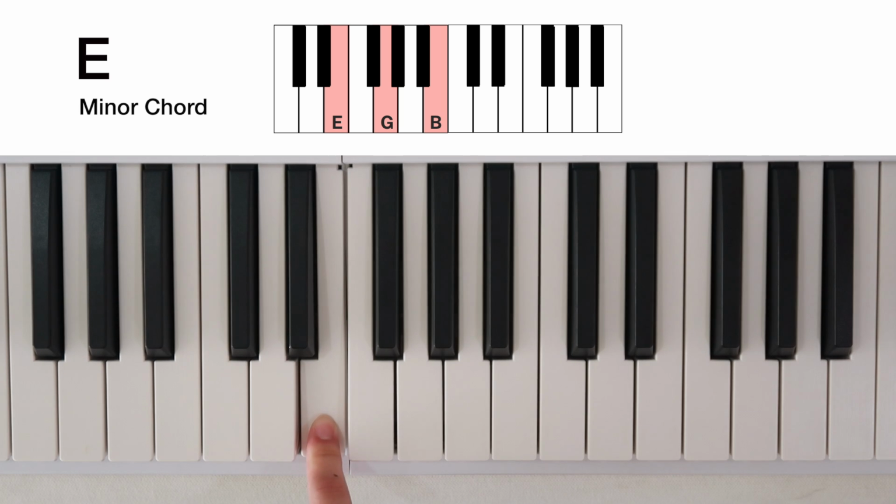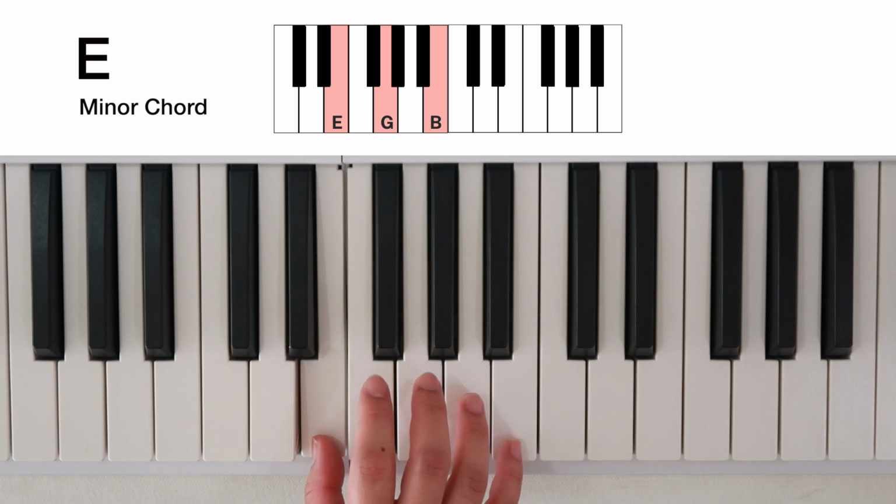We count up 3 semitones. We'll go 1, 2, 3. We have a G. E as the root note. Count out 7 semitones. We'll go 1, 2, 3, 4, 5, 6, 7. That's a B. E minor chord. We go E, G, B.